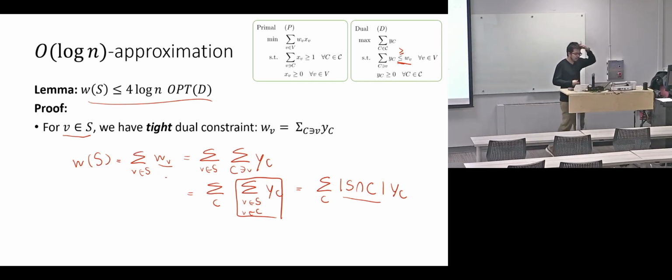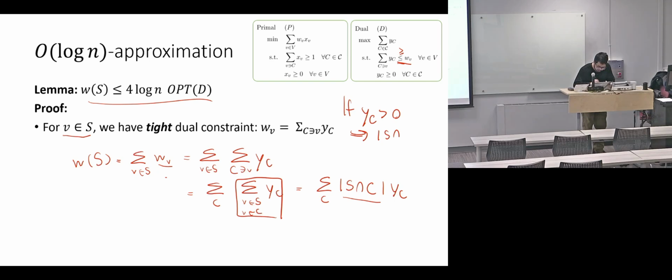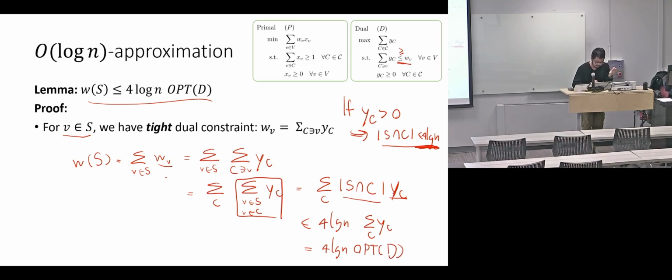But the claim that I want to say is that if YC is more than 0, then you actually know that this thing is at most 4 log n. We're gonna look into this a bit later, but if this is the case, then this is at most 4 log n YC. Sometimes YC is 0, you don't care, but when it's non-zero, this is at most 4 log n. And again, once you have this, it is at most the dual. Because importantly, Y is feasible. We only increase Y until it's tight.